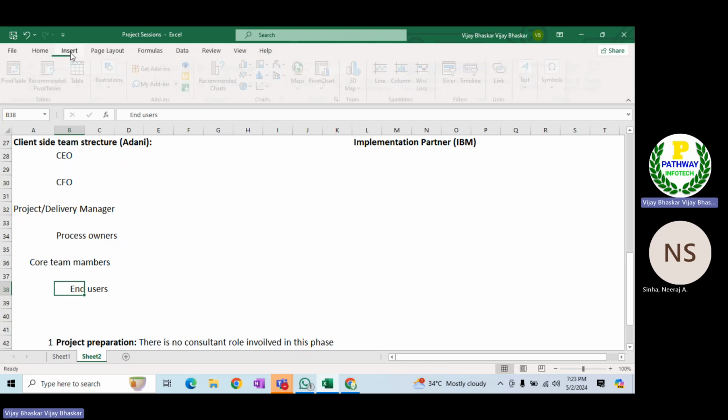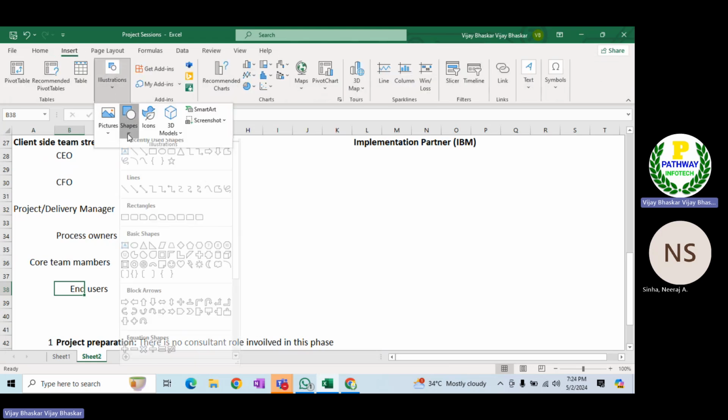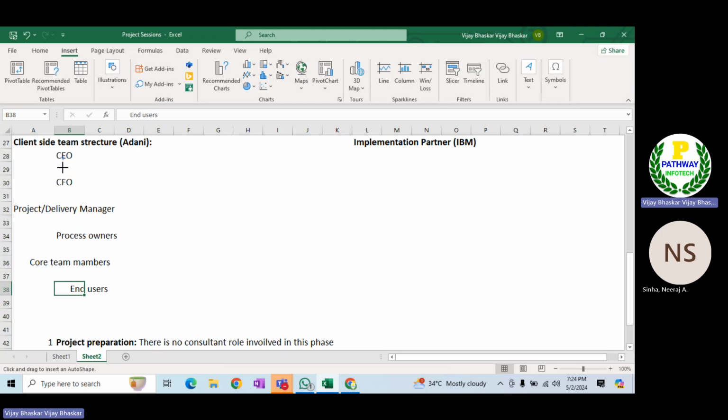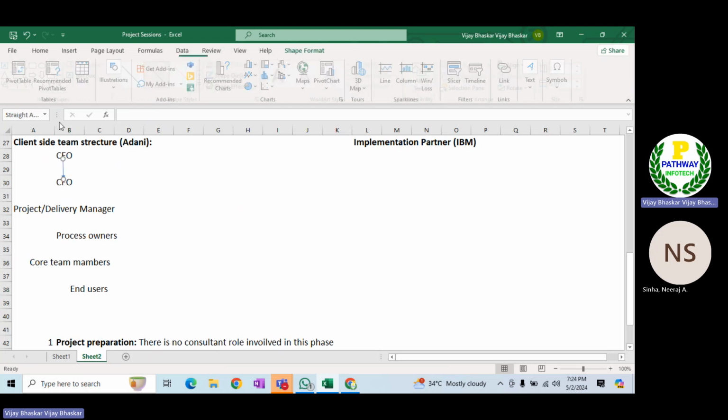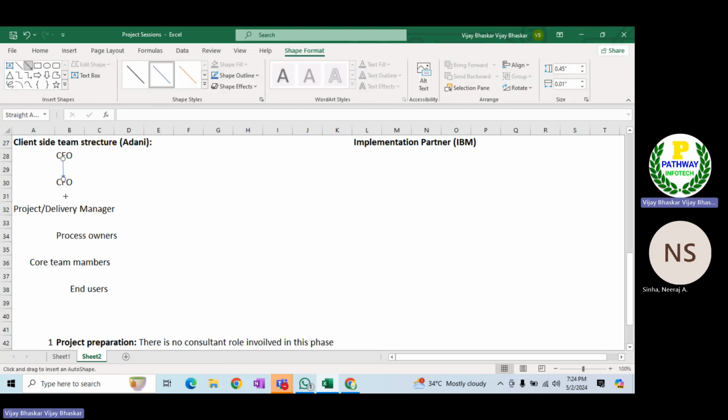I'll put this one because it is very, very important. First, the CEO will be there, the CFO will be there, then the project manager and delivery manager will be there. Then the process owners will be there, and I will explain the role also. Under process owners, core team members will be there. Under core team members, end users are there.